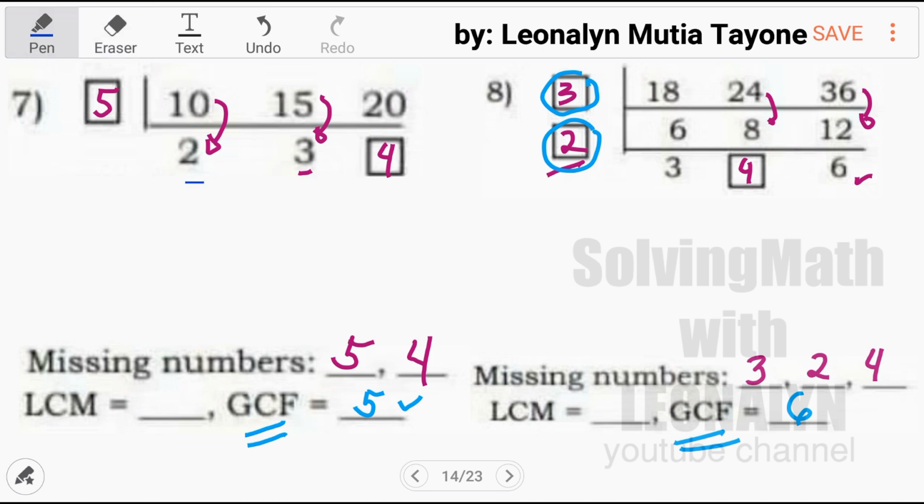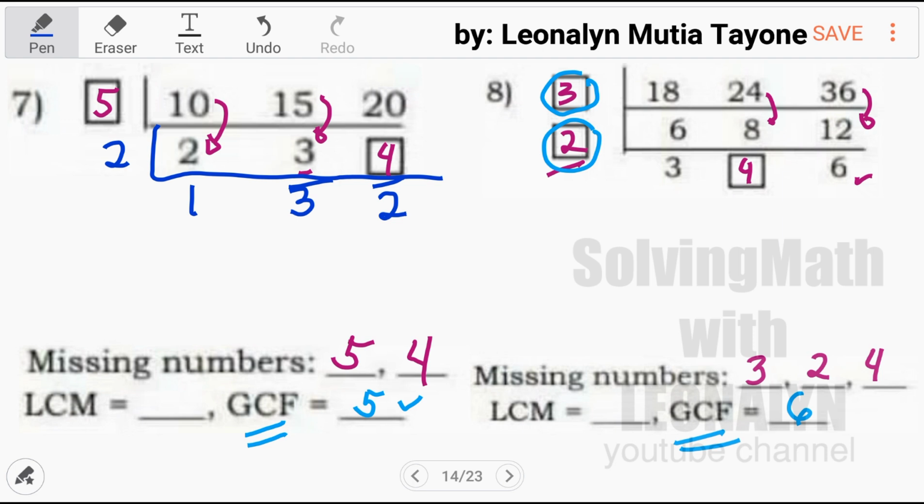Number 7. Sa tatlo, meron pa tayong dalawa na pwede nating i-list by dividing 2. So, 2 divided by 2, and this is 1. I-bring down lang natin si 3. 4 divided by 2, and this is 2.